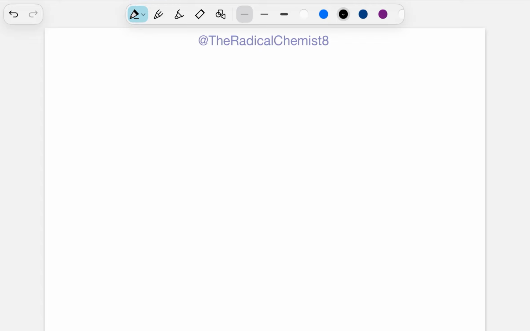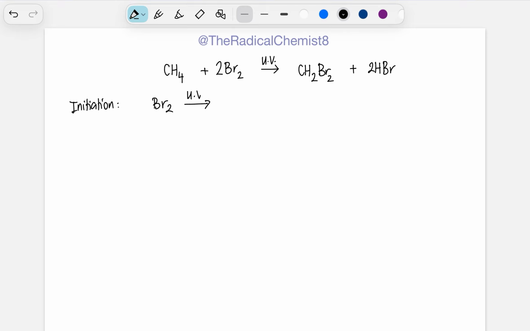just the equations. So let's keep it simple and let's do just methane plus, let's say, bromine with UV light. This will give you CH2Br2, let's do, plus 2HBr. So in this case then we have again initiation, which is just the bromine homolytic bond fission to form two bromine radicals.